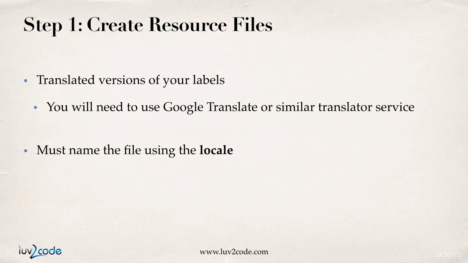All right, so step 1 is creating the resource files. So what we have to do is create translated versions of our labels. So you'll need to make use of a separate service like maybe Google Translate or hire a translator. You basically have to give the translated versions of your labels. Now, there's no magic here. Java will not automatically translate your application. You'll have to specify that translated information.